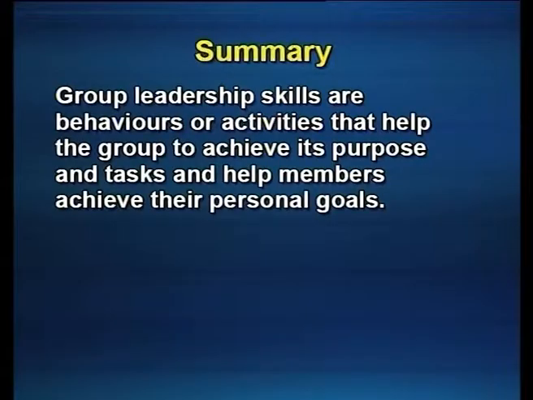However, skills listed under one category may on occasion be used in another category, particularly if they are combined with other skills. Group leadership skills are behaviors or activities that help the group to achieve its purpose and tasks and help members achieve their personal goals.